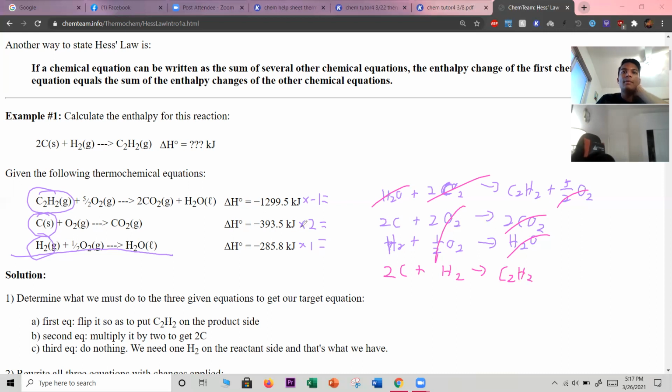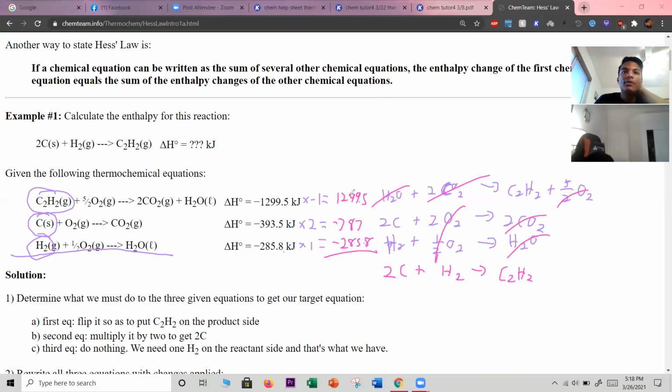Now do you see how we came up with these? So this times -1 is 1299.5, right? Mm-hmm. This times 2 is negative 787, right? This one is negative 571.6. Isn't it times 1 though? Oh, wait, oops. Yeah, I multiplied by 2 by accident.